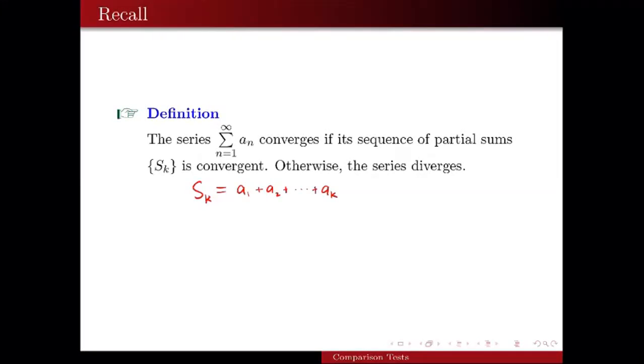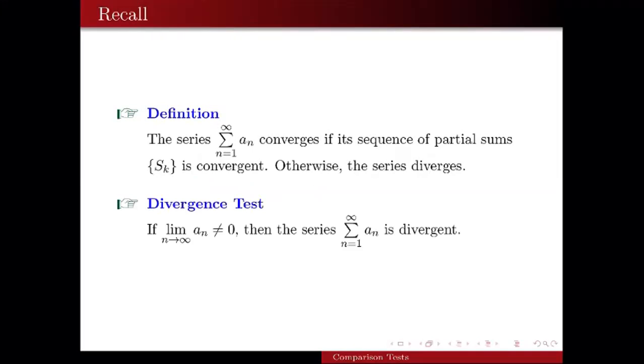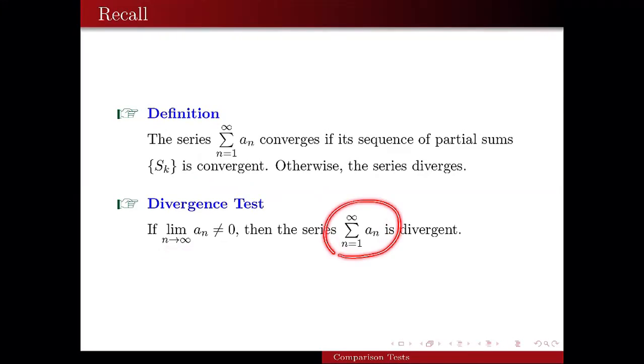And then we also learned the divergence test. If the limit of the terms a_n as n approaches infinity is not equal to 0, then the series sum a_n is divergent. Okay? So the divergence test: if the limit of a_n as n approaches infinity is not equal to 0, the series is divergent.